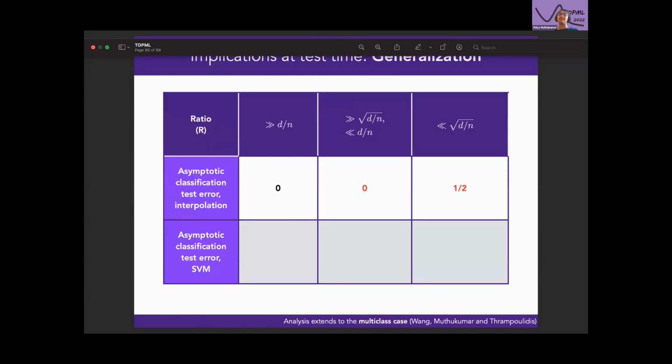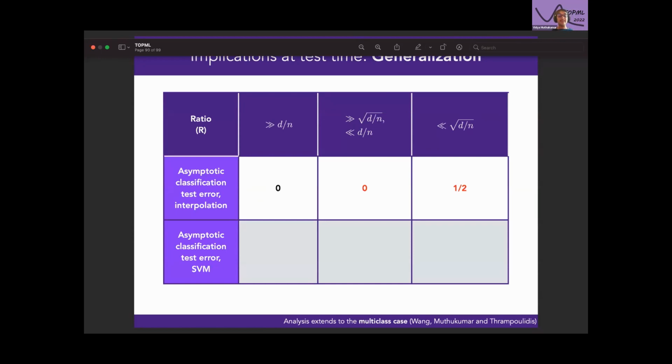But what I will get to is mentioning the implications of all of this at test time. So what we were basically able to show is that there is this separation between classification and regression, and really the interesting part of this figure is right in the middle.